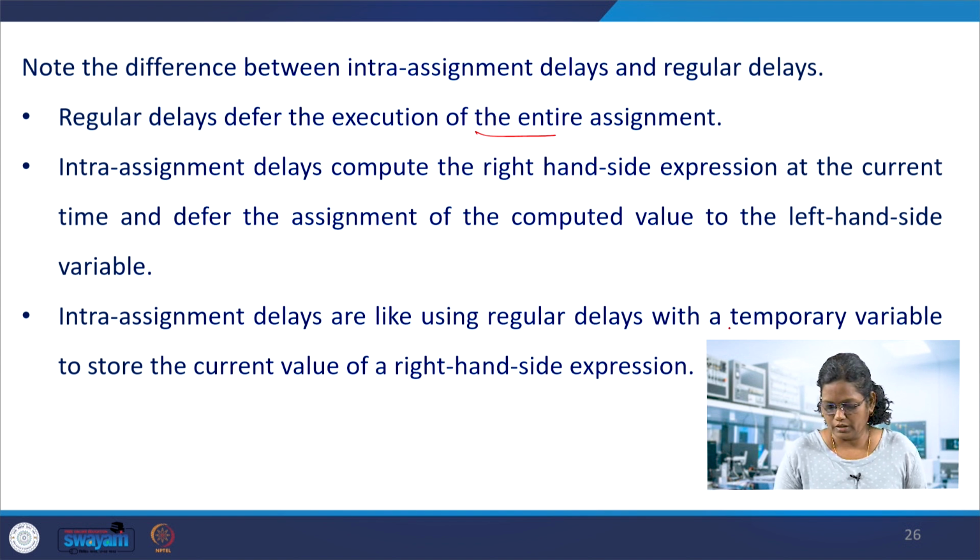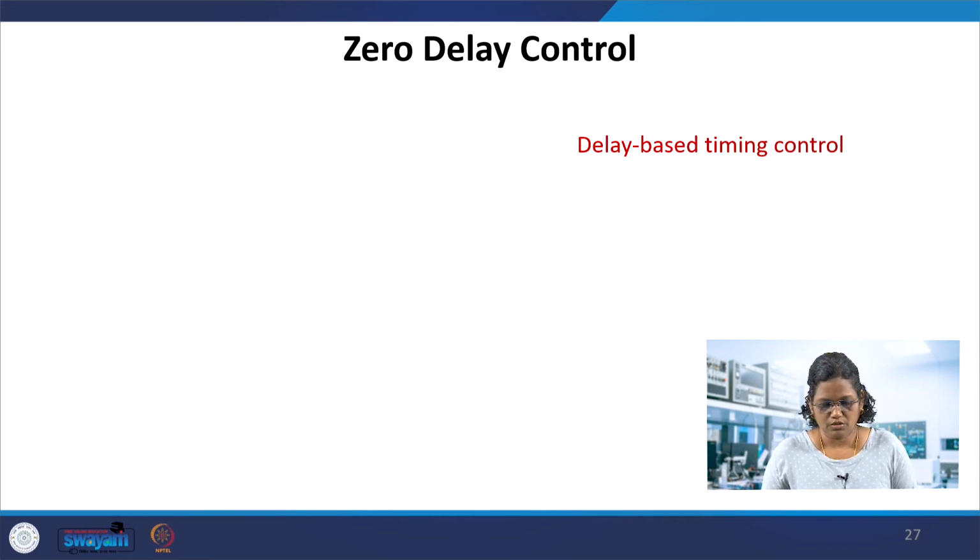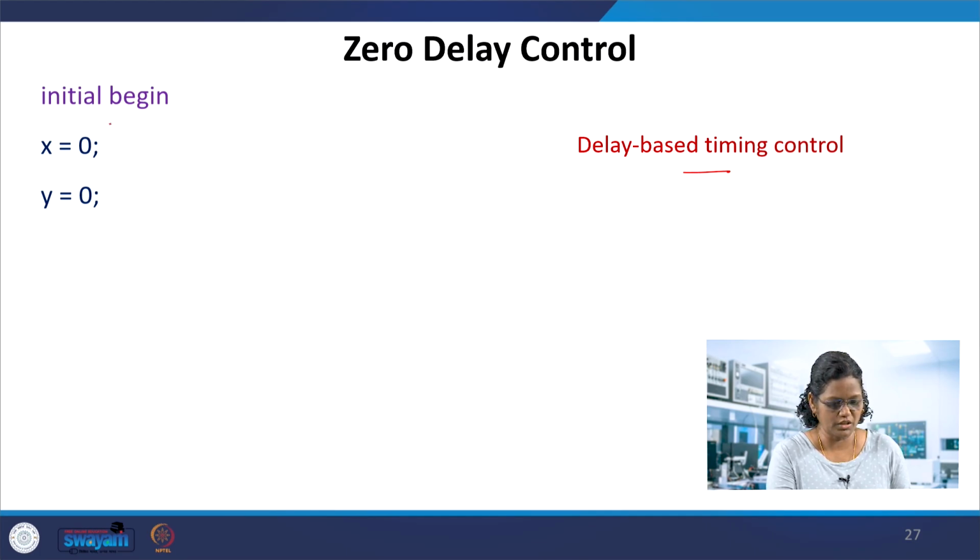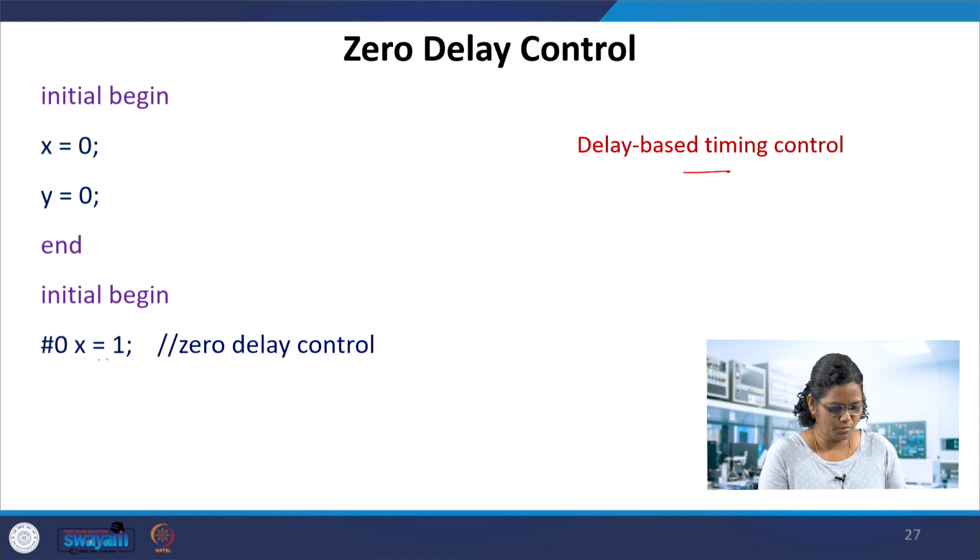There is also a temporary variable which is to be equivalent in the intra assignment delay, as I said in the previous case. So, zero delay control is the third category of the delay based timing control. Suppose in an initial statement, and initial is executed only once, within the initial block you have sequential execution, and x 0 y 0 is getting assigned. What is initial begin? If you put #0, it is very interesting: #0 x equal to 1, y equal to 1. What happens here?